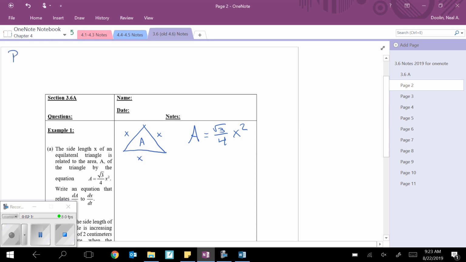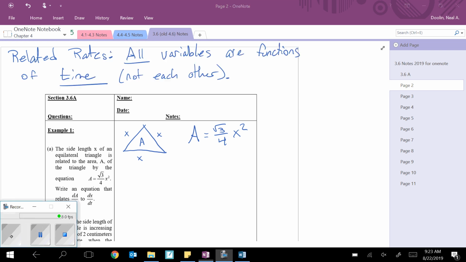So whenever you're working with related rates, all variables are assumed to be independent functions of time, and they're not functions of each other. So for example, in this particular problem we're looking at, is area of a triangle a function of the side length? Yes. But in this case, we're assuming that the triangle is going to be getting bigger or smaller for some reason or other. So area would also be somehow related to time. As time passes, the triangle is going to get bigger or smaller.